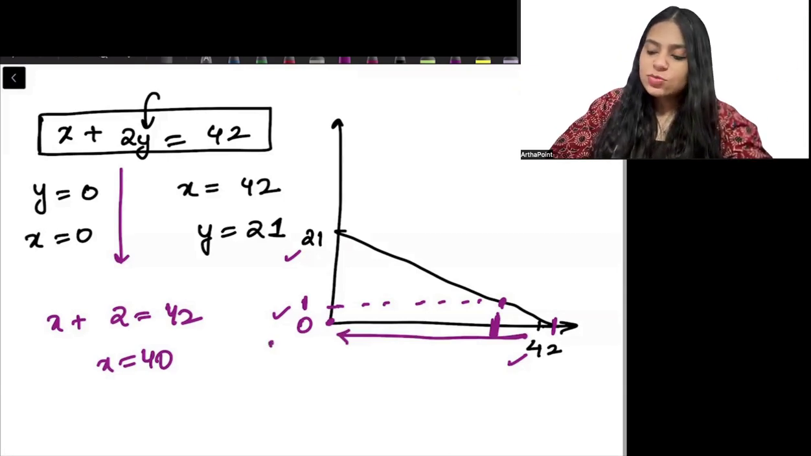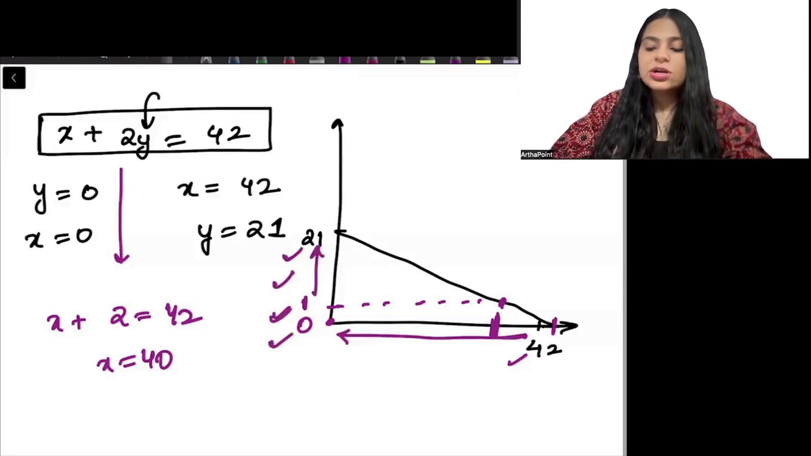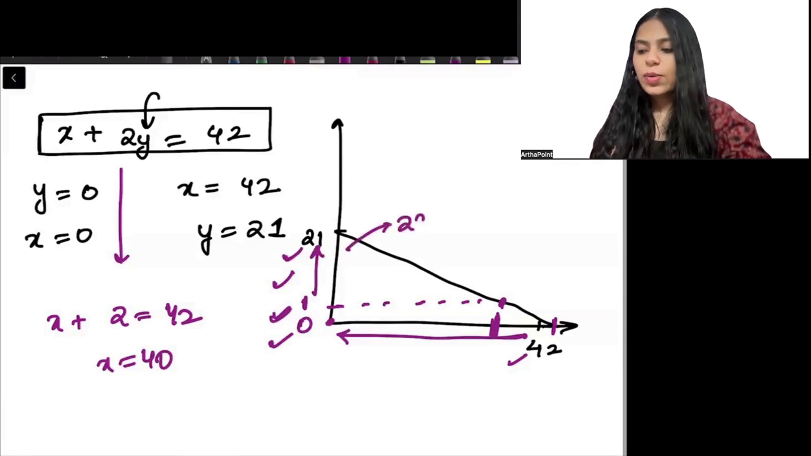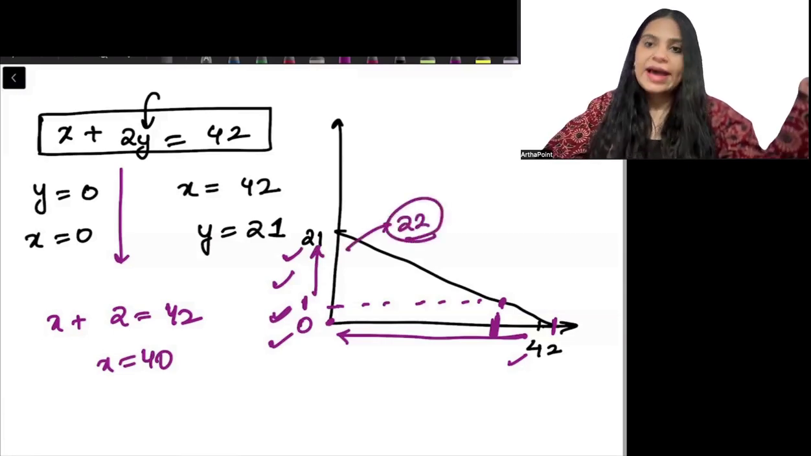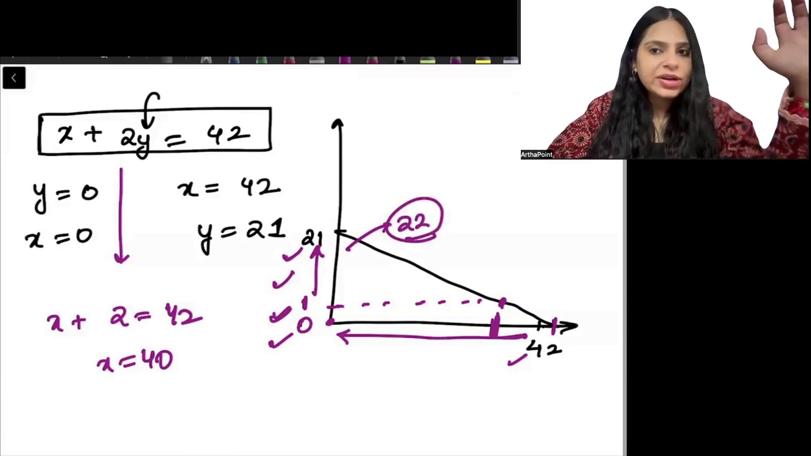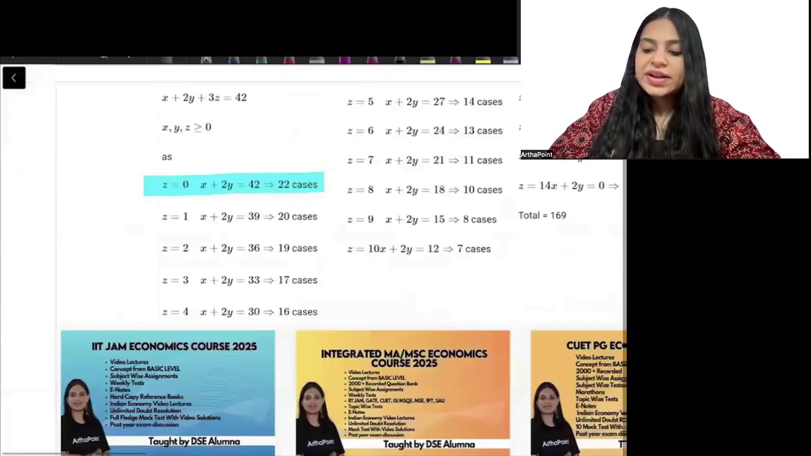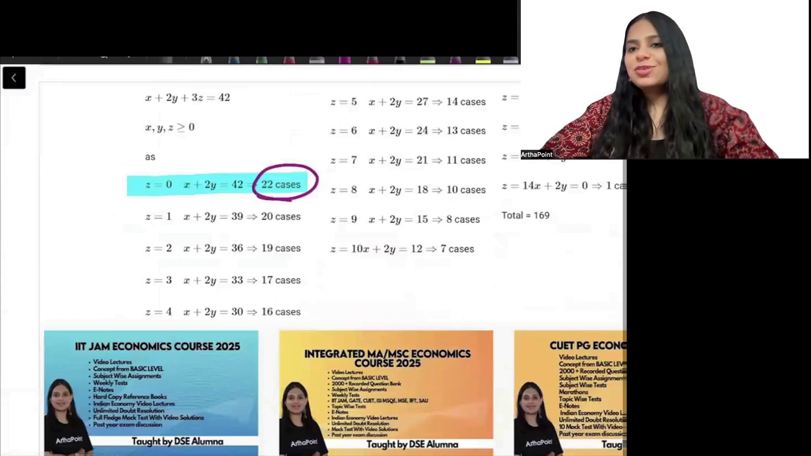So y can take values 0, 1, 2, and so on till 21. Which means in total, y can take 22 values. Correspondingly, x will also have 22 values. So there will be 22 such cases which can be formulated.